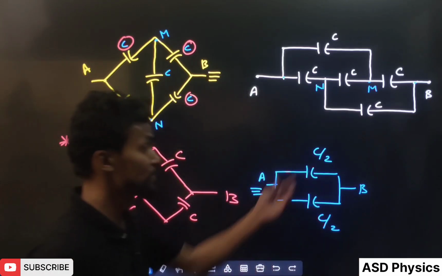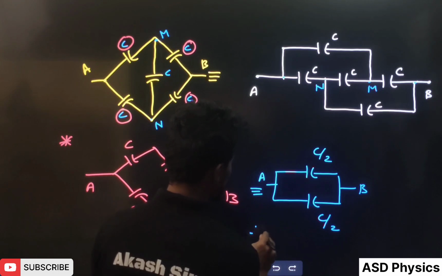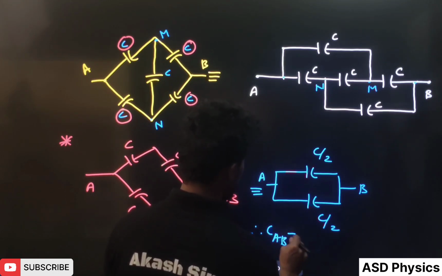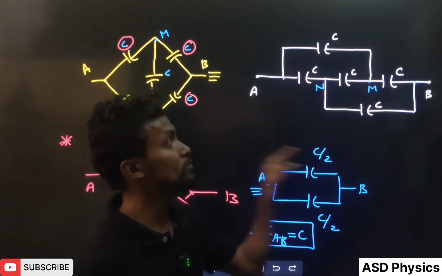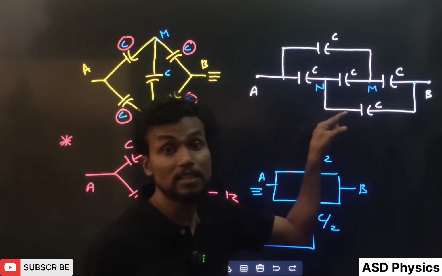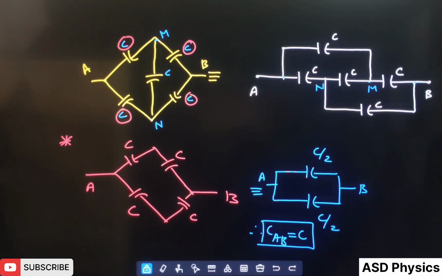Then after that you can see this C by 2 and C by 2 are connected in parallel, that means the equivalent will be C by 2 plus C by 2, how much is coming here, C. So what we are understanding, if a Wheatstone bridge is there and all are C, then the equivalent will also be C. Remember that very well.